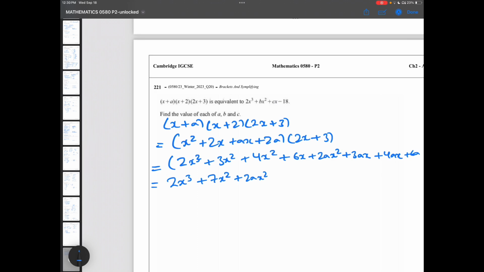Now let's see the terms of x. We have 6x, we have 3ax and 4ax. So we'll write plus 6x plus, and 3ax plus 4ax will be 7ax. And now we are left with only our constant term, that is plus 6a.